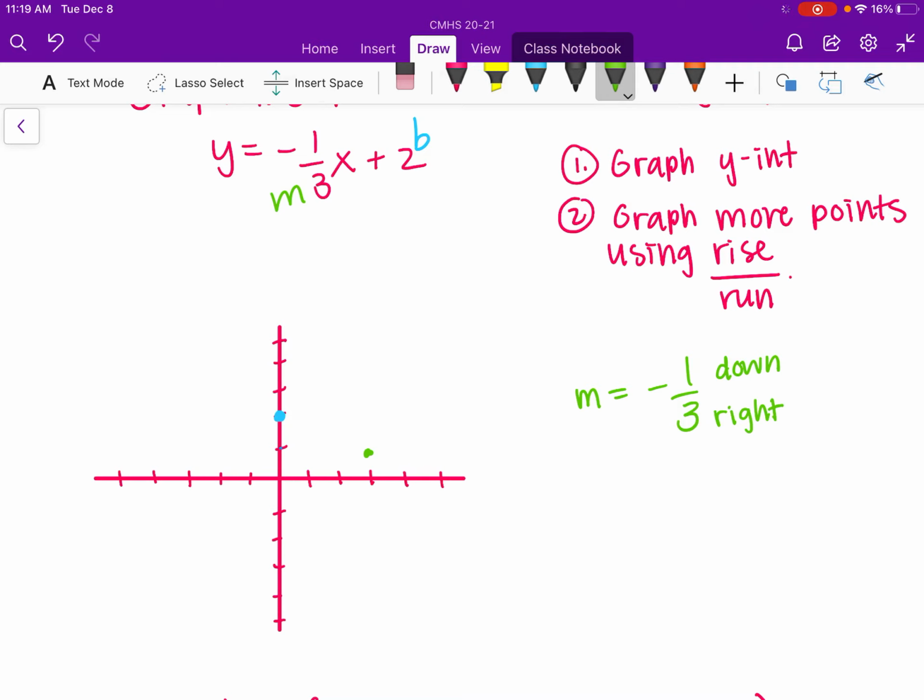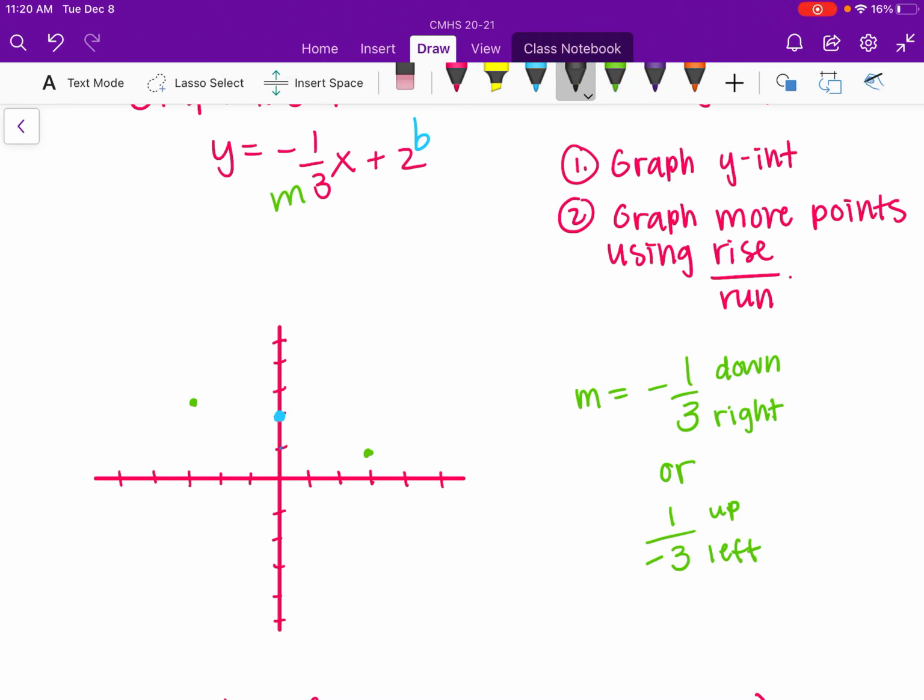But what if we made the 1 positive and made the 3 negative? So I'll write or. You have your choice. You could do either one. Let's try this one now. That means for rise, we would go up, and left for the run. So now from that blue point again, we'll go up 1 and left 3 instead.